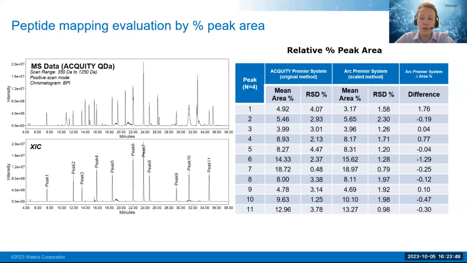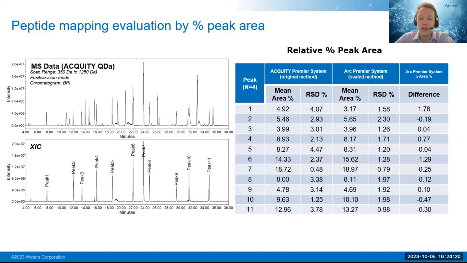So both Arc Premier and the Acquity Premier systems have the ability to support LC-MS separations as part of any future or current development and manufacturing needs. So in this instance, the percent peak area was evaluated on the Acquity QDA, which is a mass detector that is designed with a small footprint and robust capabilities that can be adopted in manufacturing environments.